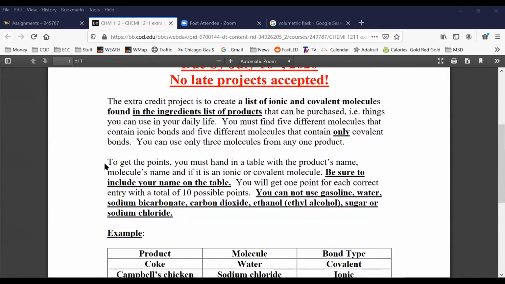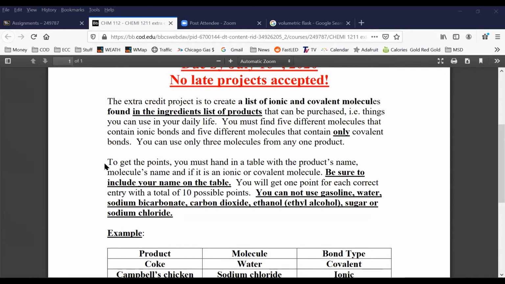To get the points, you must hand in, in other words, upload to the assignment area, a table with the product's name, the molecule's name, and whether or not it's ionic. A lot of students forget to do this. Be sure to put your name on the table. You get 1 point for each correct entry, total of 10 possible points.